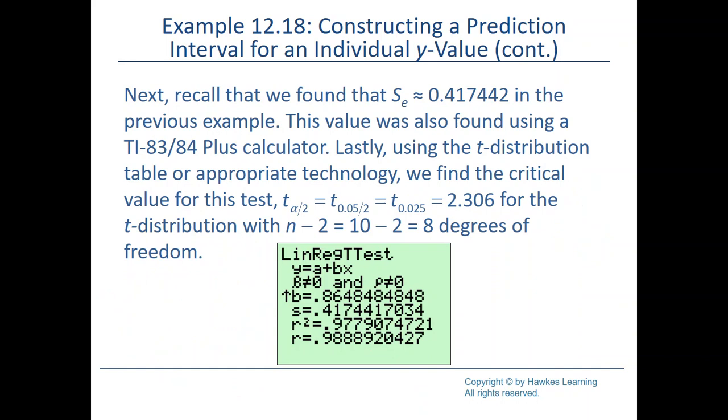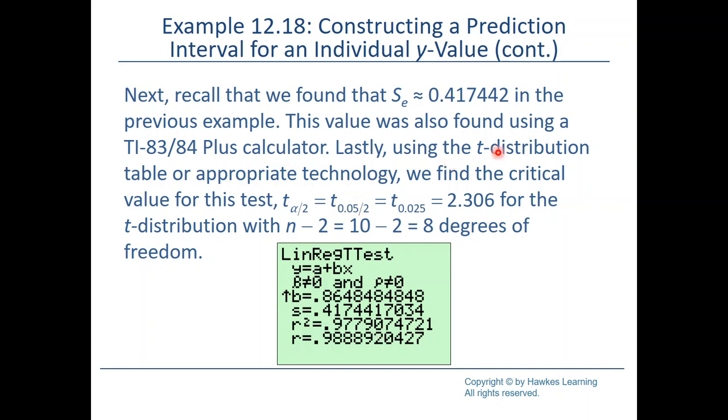Okay, now you're going to recall that from a previous example, we did actually get our S sub E, which was this number here. Again, make sure you take more decimals than you think. About 6 is the minimum I would suggest using. And again, this was also found using the graphing calculator running that LinRegTTest.